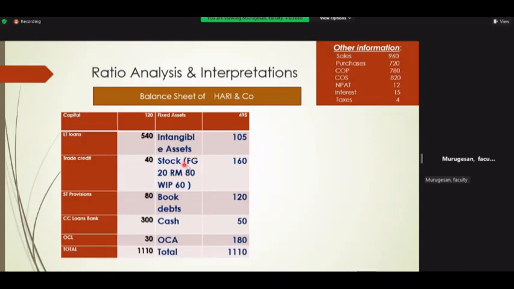Always remember, raw material is linked to purchases. If you have a notebook, note it. This is the thing you have to remember. How many months of raw material? You cannot link raw material to sales. Raw material will be linked to purchases.